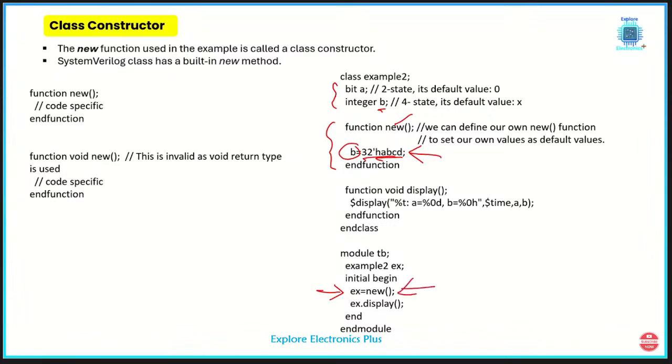This is just to assign the initial values to the data members of the class by calling the new function. That's why we can write a constructor of our own inside a class. If we don't write this constructor, it will just call the new function which is by default in the SystemVerilog library.